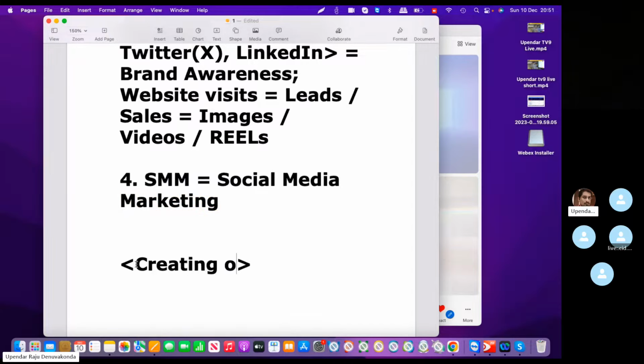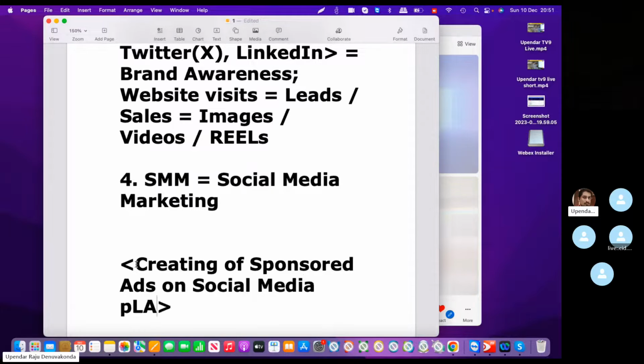That means the sponsored ads, creating of the sponsored ads on social media platforms is called as what? Is called as social media marketing. So here we're investing the money. So we have to pay it to Facebook, we have to pay it to Instagram, we have to pay it to Twitter X, and we have to pay it to LinkedIn.